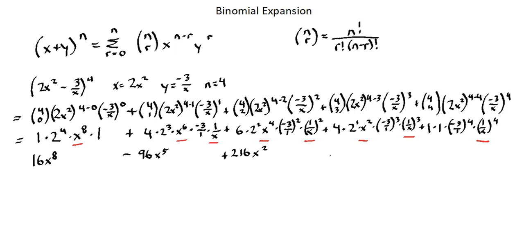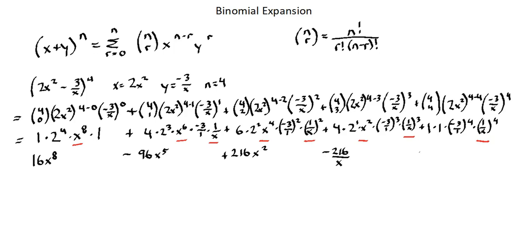In the fourth term, our constants are 4, 2 to the power of 1, negative 3 over 1 to the power of 3. The result will be a negative term, 4 times 2 times negative 27, minus 216. And our x terms are x squared and 1 over x to the power of 3. Now here what we have is x to the power of negative 1, or 216 over x.